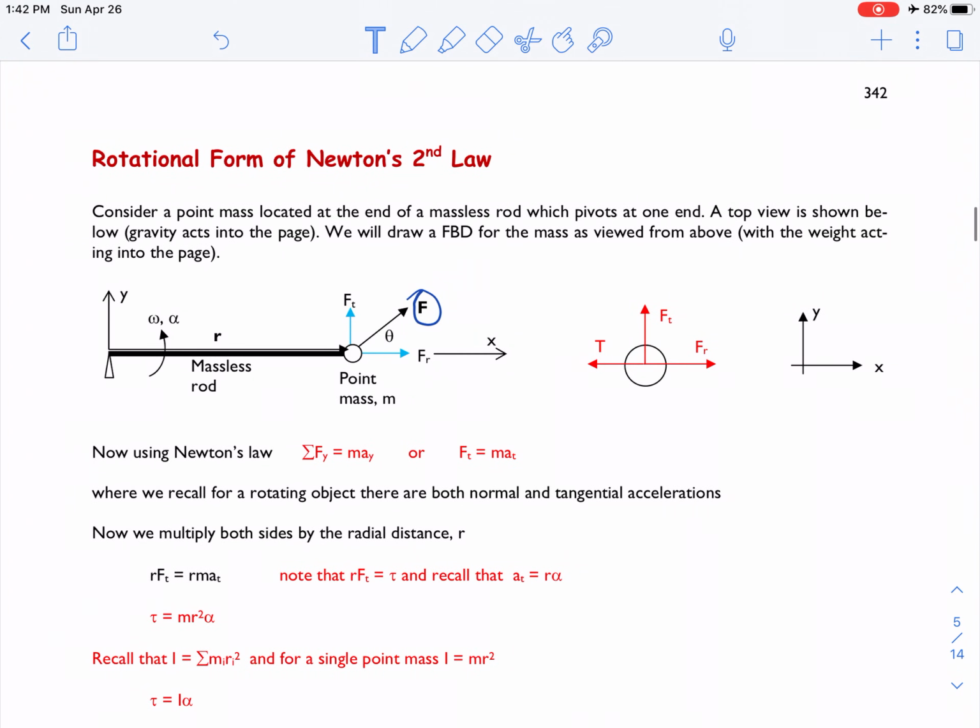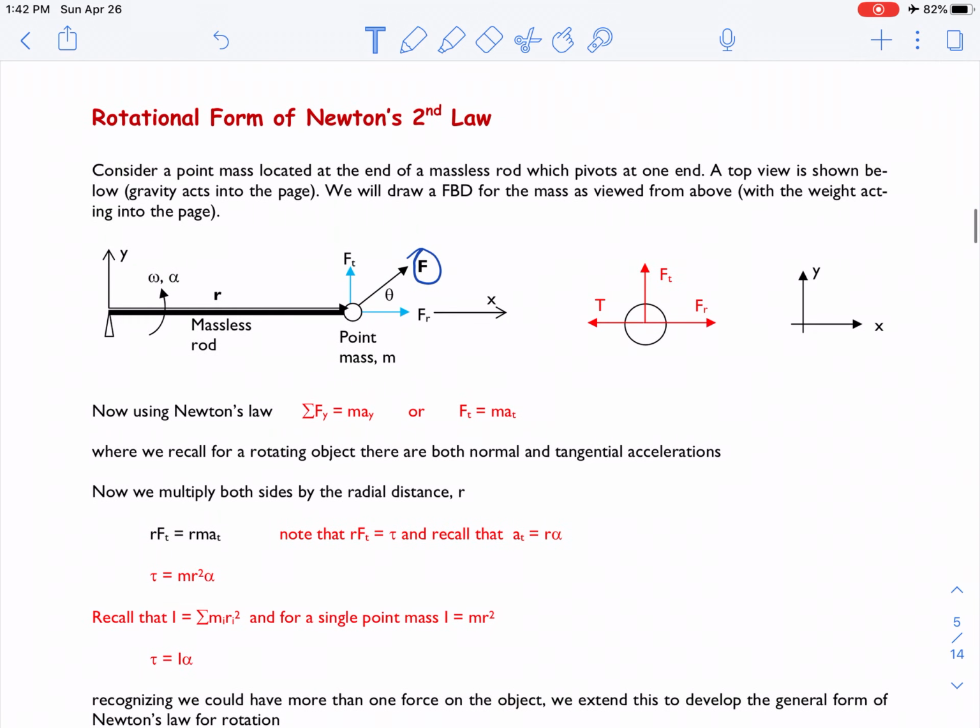Okay, let's start with the rotational form of Newton's second law on page 342. We're going to consider a point mass located at the end of a massless rod which is pivoted at one end. That's the left end, okay? A top view is shown. That means gravity is acting into the page. And we will draw a free-body diagram for the mass as viewed from above.